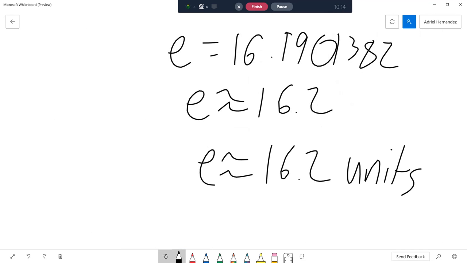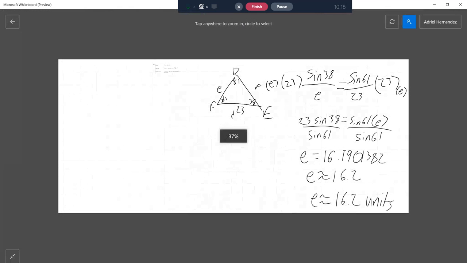So pretty much that's how the law of sines is put into practice when you want to solve for a side length.